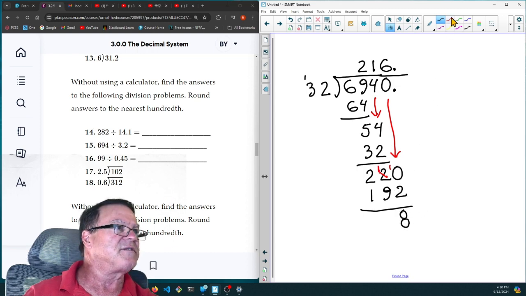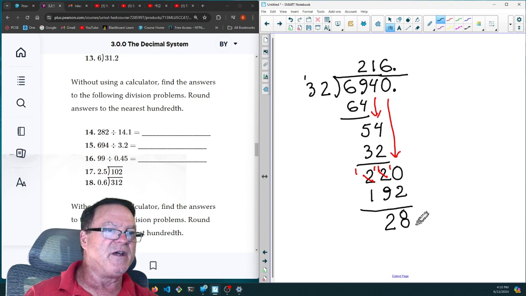And 11 minus 9 equals 2, since I have to borrow 1 from this 2. And then 1 minus 1 is 0. So it's remainder 28. I have 216 with a remainder of 28.